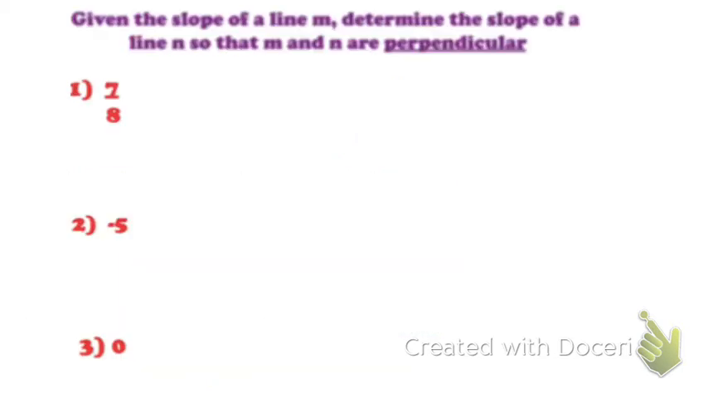Continuing on. Let's practice the reciprocal, the perpendicular slopes. Given the slope of a line M, determine the slope of a line N, another line, so that they're perpendicular. So if this slope M is equal to 7/8, let me change colors to make it more stark of a difference. What would be the slope of my perpendicular line? Notice I put the perpendicular symbol on my M for the slope of my perpendicular line.